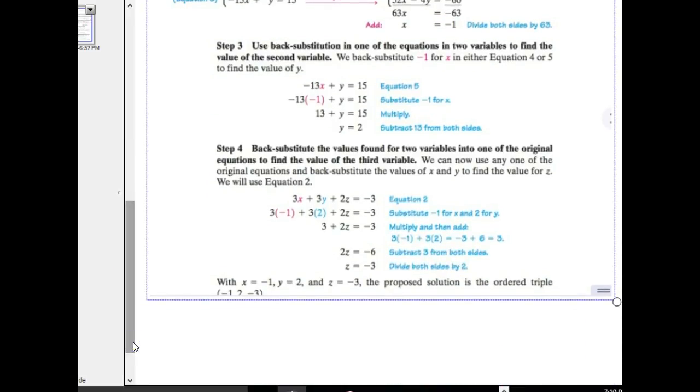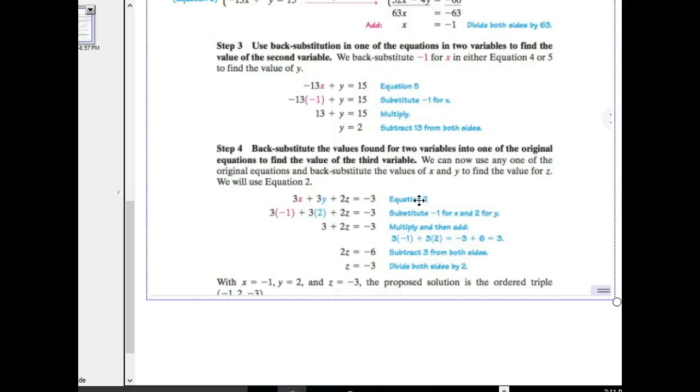For the third one, we have to go back to one of our 3 original equations, and we're going to substitute in the negative 1 for x, as you can see here and here. We're going to substitute the 2 in for the y, which you see here and here. And this time we're going to solve for the z. They chose equation 2. That does not matter. You could have chosen equation 1 or 3. It really does not matter. It's going to come out the same in the end.